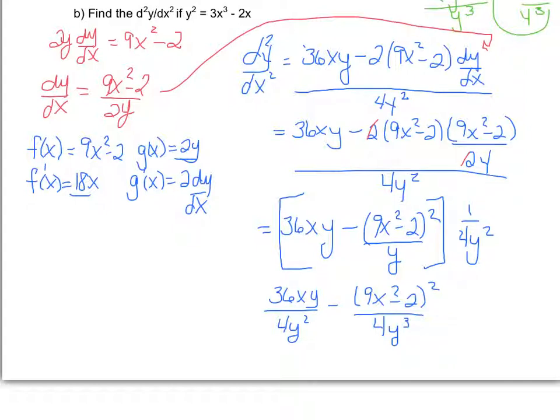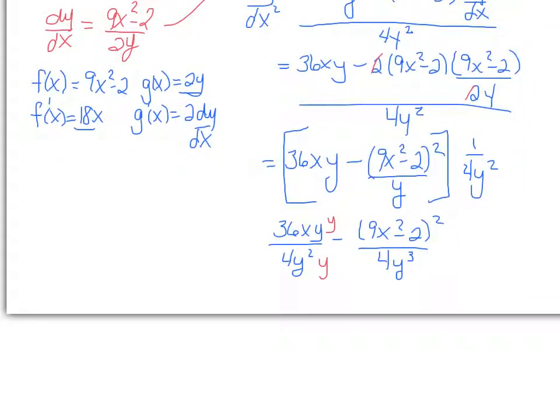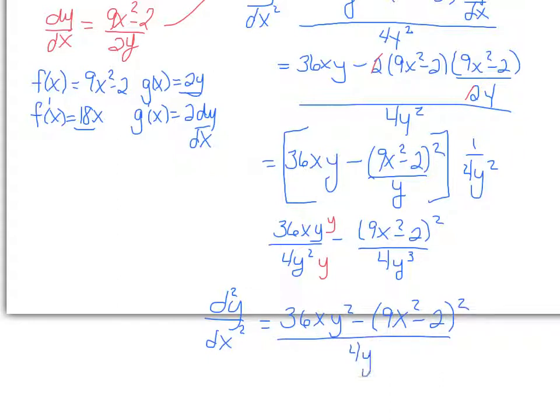From here, I notice I could get a common denominator if I wanted to, and then I could put them together. The only thing I would need for a common denominator is to multiply this fraction, this term here, top and bottom by a y. So I'm going to do that. And my final answer for my second derivative is equal to (36xy squared minus (9x squared minus 2) squared) all over 4y cubed.